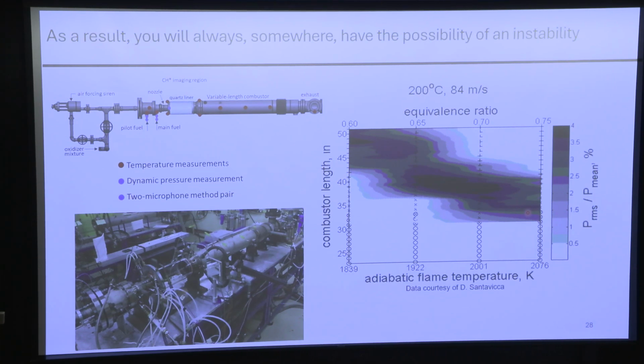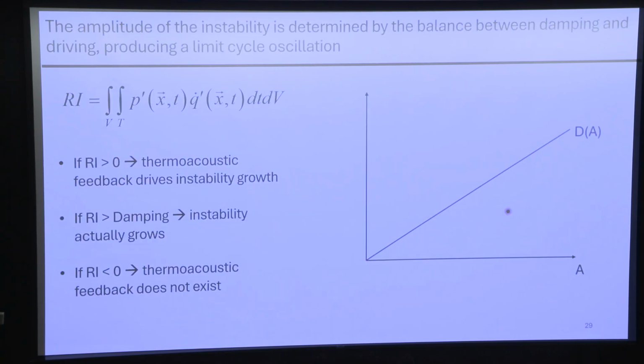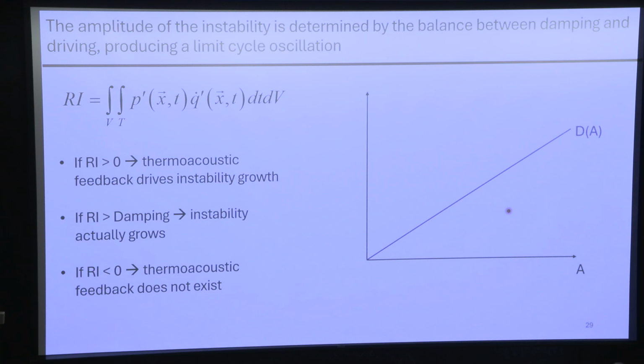But at each length, you don't always get an instability. So for example, at 35 inches, colder flames are perfectly quiet. Hotter flames are very loud. And so this all has to do with that phasing between the pressure and the heat release rate. Okay, questions on that? So phase matters, phase is everything. So that tells you if you're going to get driving or not.